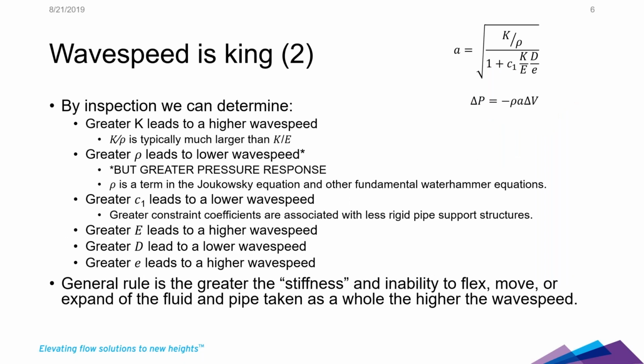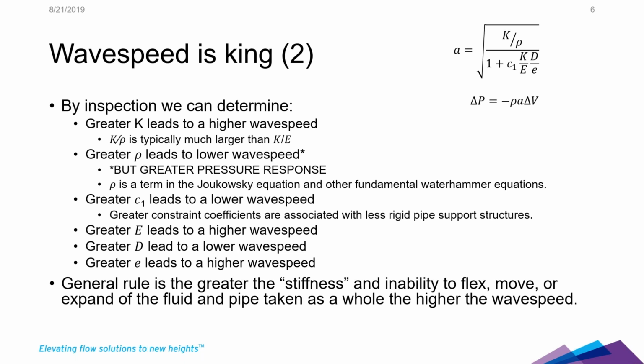A little more in depth on that is by inspecting the equation and kind of just thinking about what happens if this value gets larger or this value gets larger. I mean, larger or smaller. We can see that a larger K or a greater K leads to a higher wave speed. That might be a little bit confusing because K is both in the numerator and the denominator within that square root. But your K over rho is typically far larger than your K over E, because E is typically a very large number. I'm sure there's some weird specific case where that's not the case. There's some exception to that rule, but I haven't run into it.